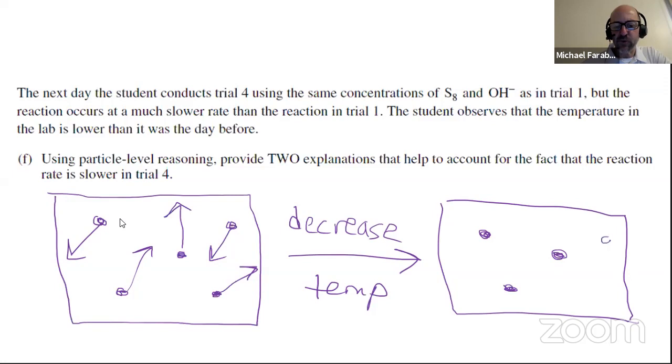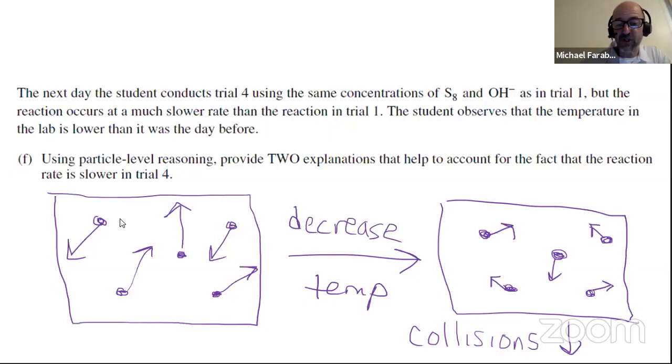Hopefully, you know that when you lower the temperature, and temperature has to do with kinetic energy, you also decrease the speed of the molecules. And since reactions occur because of collisions, the number of collisions, or the frequency of the collisions, is going to decrease. And if the frequency of the collisions decreases, that would lead to a lower reaction rate. But they said two explanations. So decreasing the frequency of the collisions is only one explanation. So what's the other one?